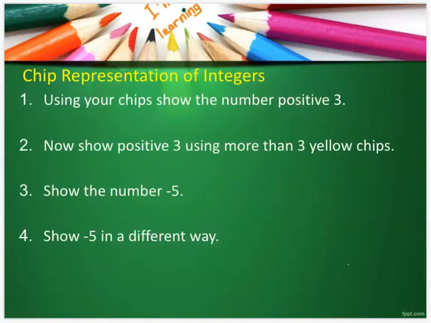So now I want you to use a virtual manipulative, or if you have some colored chips at home, you could use them, or you could just draw it on a piece of paper. So how would you show a +3? Well, you'd put out 3 yellow chips. Now, how would you show a +3 using more than 3 yellow chips? Well, you can use that idea that we just talked about of 0 pairs because that won't change the value.